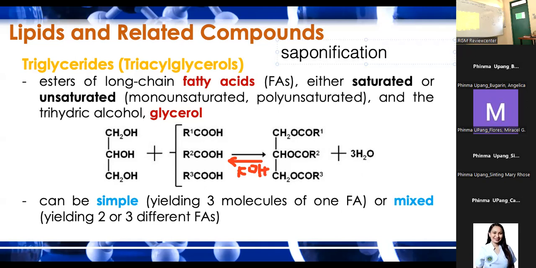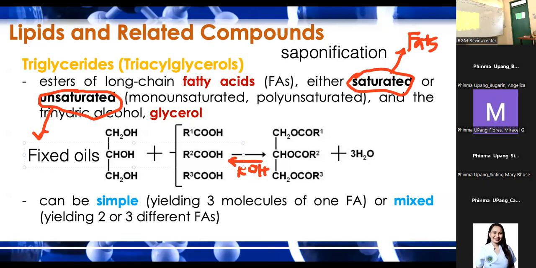Now, the fatty acid content of your glycerides may be saturated or unsaturated. Pag saturated yung fatty acids that are present in the glycerides, yun yung tinatawag natin na fats. Kapag unsaturated naman yung fatty acids that are found in your triglycerides, that's where you have your fixed oils. So, fats and fixed oils are the triglycerides that we know.